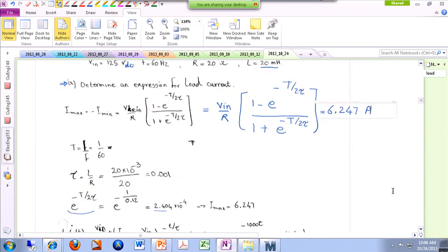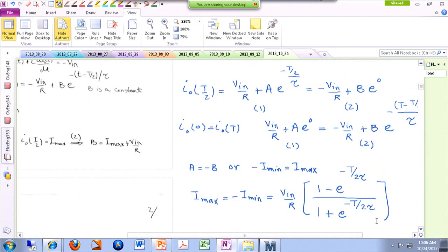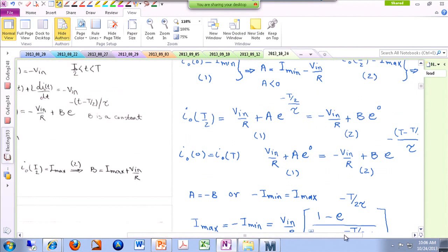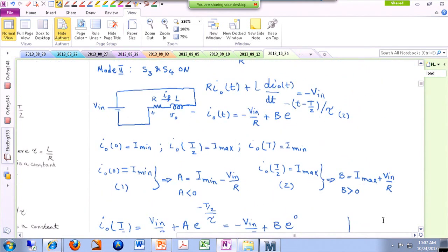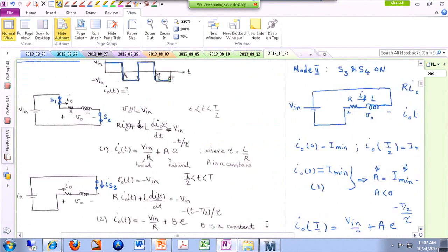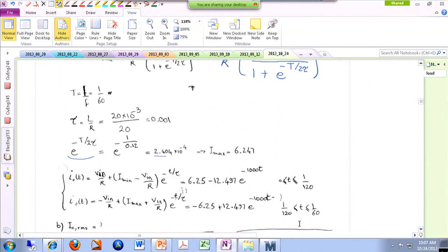From I max and I min, you can, for instance, find A and B. Okay, we had this expression over here. So for instance, when you have I min, you can plug it over here and find the value of A. And using I max over here, you can find the numerical value for B. All right, so let's say you have already done this. So we end up with these expressions.